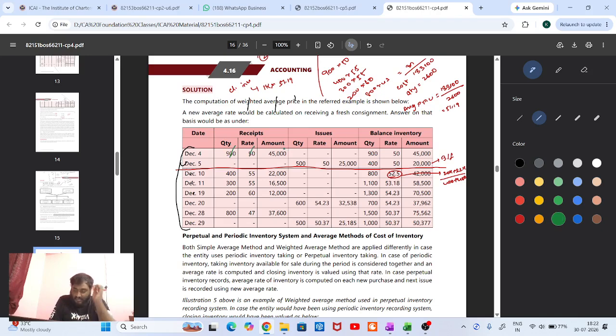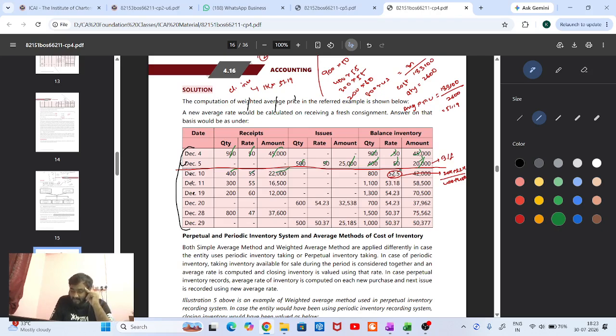Quantity into your rate equal to 45,000. This is the balance, which is very easy. Now, out of 900, 500 units are sold. This is the balance till now. There is no problem at all. The point is, 400 units are purchased for 55 rupees and 22,000 we have paid.